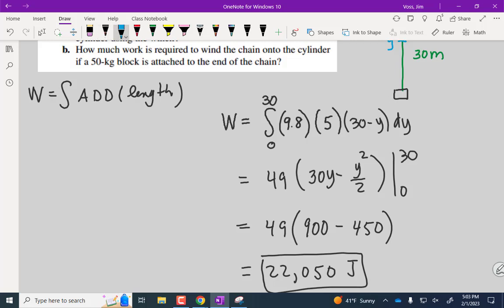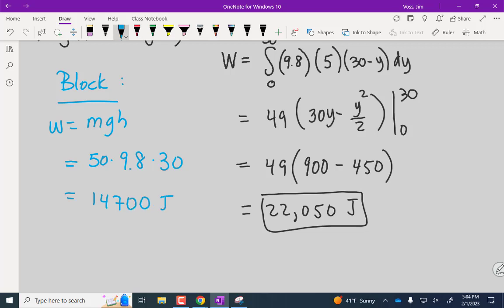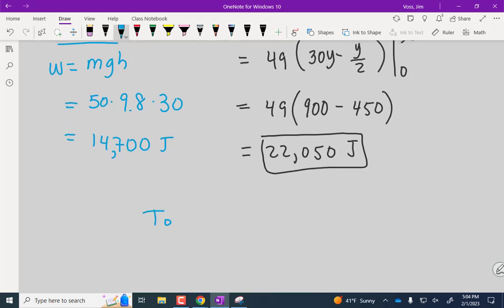So for just the block, the work done is going to be MGH. The mass is 50 kgs times gravity, which is 9.8, times the distance traveled, which is 30. That's 1,470. Sorry, that extra zero at the end. So that is the work done just to have a block of 50 kgs lifted 30 meters. And then we just add those two. So our total work will end up being whatever these two add together. Looks like 36,750.